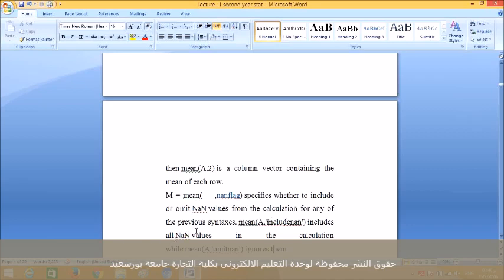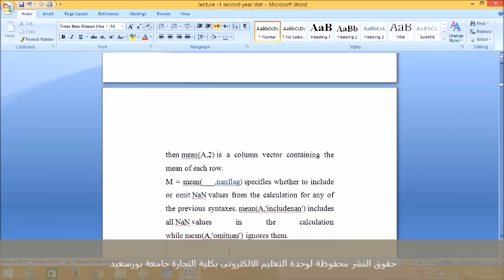Okay, but mean of A and the omit NaN means ignore or execute the values which is not included in the data set, right?